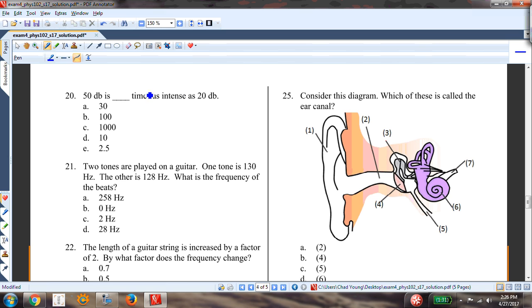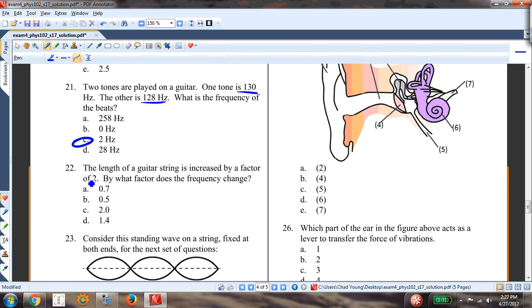50 decibels is how many times as intense? Well, it's an increase of 30 dB, and so that's 1,000 times as intense. 2 tones are played on a guitar. One is 130, one is 128. The beat frequency is 2 hertz.